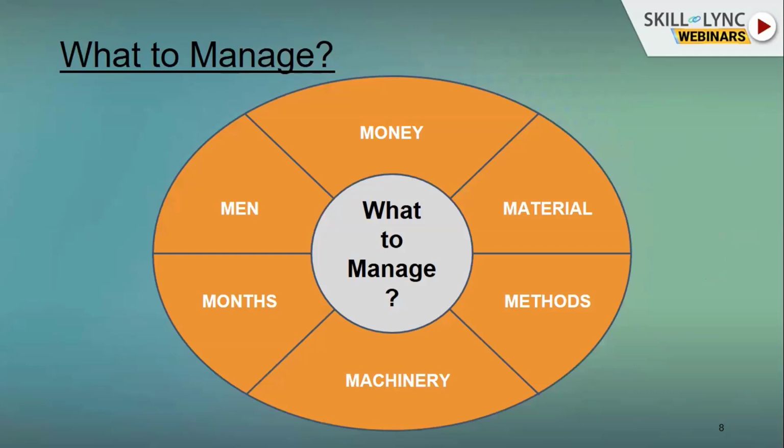So to proceed, what is to be managed at the site level by a contract manager? He has to manage the six Ms related to the construction industry: money, material, methodology, machinery, months, and men. This is all we know. But managing all of this, from the beginning of the project to the middle to the end, till handing over, is very difficult.